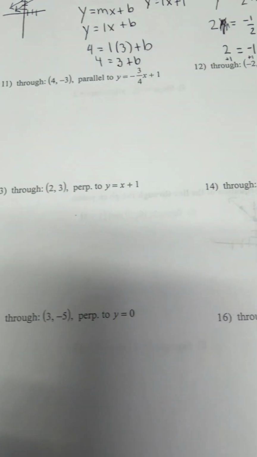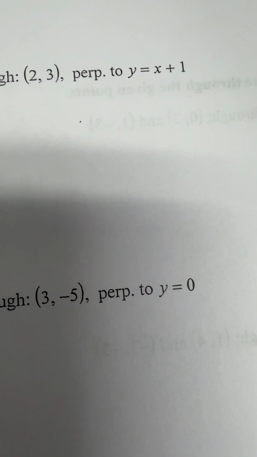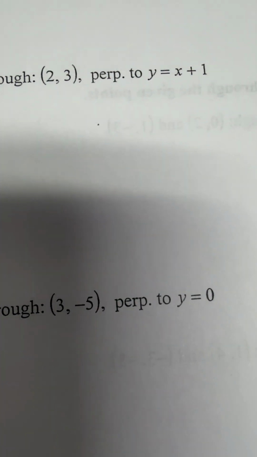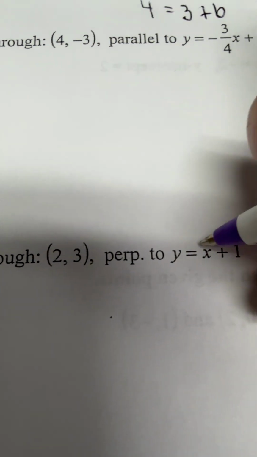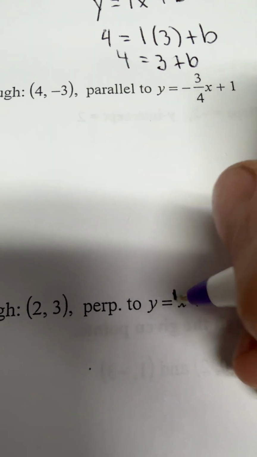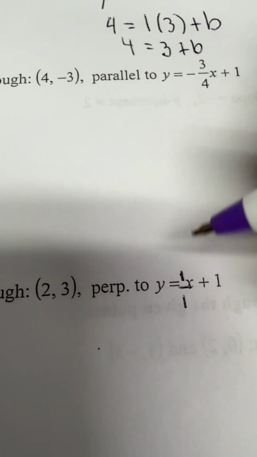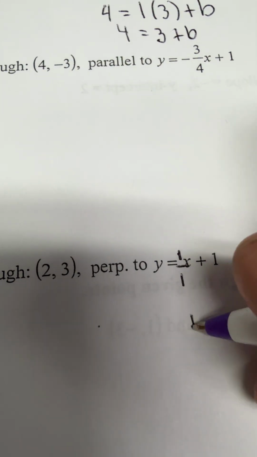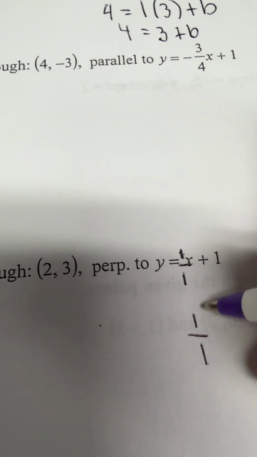All right, now, these problems are literally exactly the same, except in order to be perpendicular, you take the slope and you do the opposite reciprocal. So this number right here is a 1 over 1. So to be perpendicular, we have to flip the slope. So flipping 1 over 1, I get 1 over 1. Like that 1 is now on the bottom and that 1 is now on top.